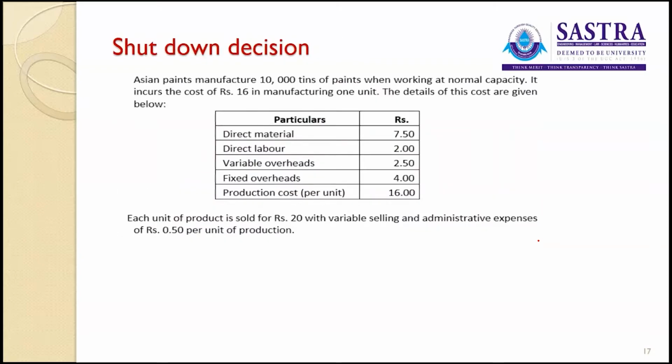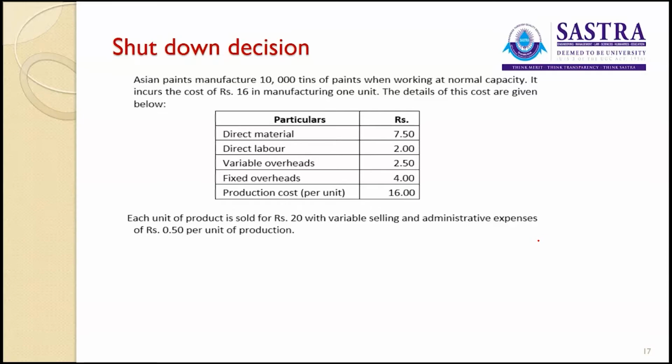Next decision is again the shutdown decision. Asian Paint manufactures 10,000 tins of paint when working at normal capacity. It incurs a cost of rupees 16 in manufacturing one unit. The details of this cost are given below. We have particulars regarding the direct material, direct labor, variable overheads, fixed overheads, and we have the production cost per unit, that is 16 rupees, adding all your material cost, labor cost, variable cost and fixed cost, that is 7.5, 2 rupees, 2.5, 4 rupees, will get 16 rupees.